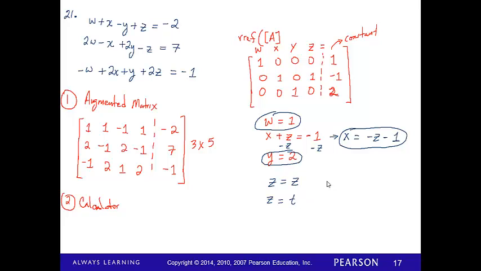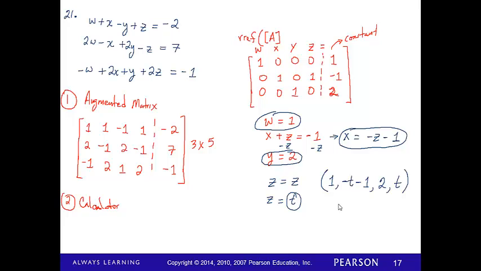So if I was to write out this solution in alphabetical order, well, W is equal to 1. X is equal to negative Z minus 1. So if you replace the Z with a T, X is equal to negative T minus 1. Y is going to be 2. And then what is Z? It is just T. And remember, T is just any number. And this is your solution.